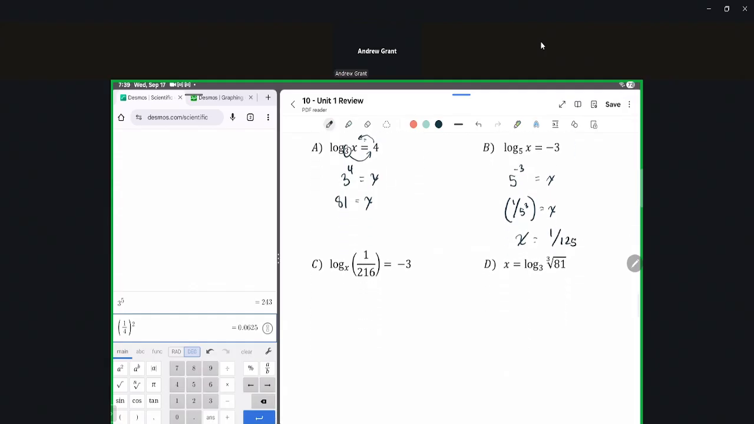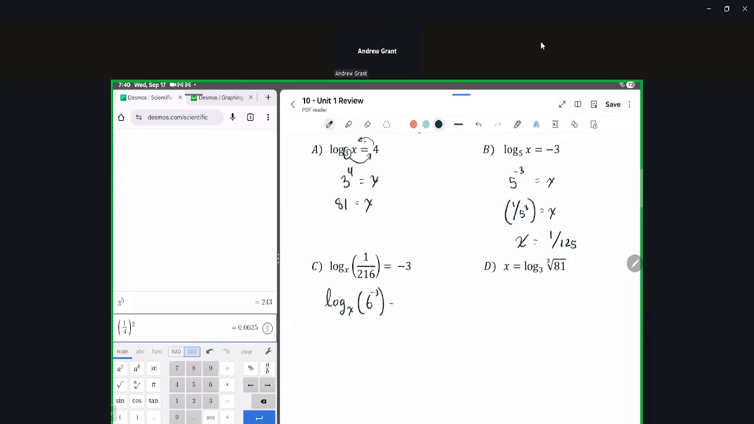Okay. Letter C, we have log base x of 1 over 216 is equal to negative 3. Immediately, you should be suspicious of this and see that it's the 216. So your first instinct is that's probably 6 to the power of 3, right? And it is. It's actually a good idea to start recognizing that right away. And if you want to, you can write this as log base x of 6 to the power of negative 3 is equal to negative 3.